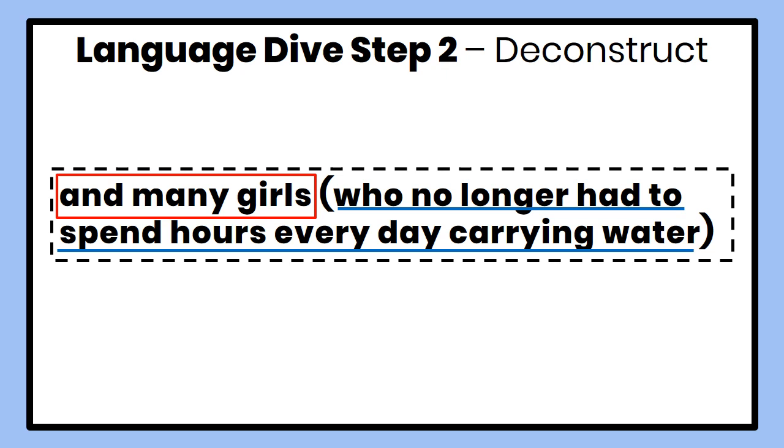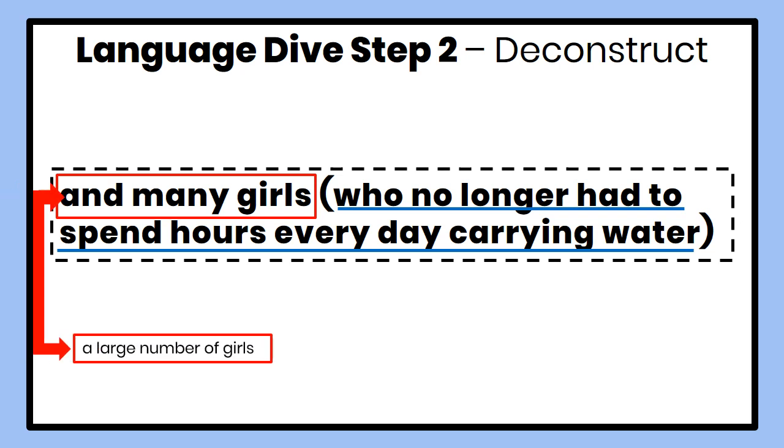Our first chunk is many girls. What is this chunk about? This chunk is about a large number of girls. This is another noun phrase. It has an adjective, many, to describe the noun girls, creating a noun phrase. Let's look at the next part of the chunk. Who no longer had to spend hours every day carrying water.